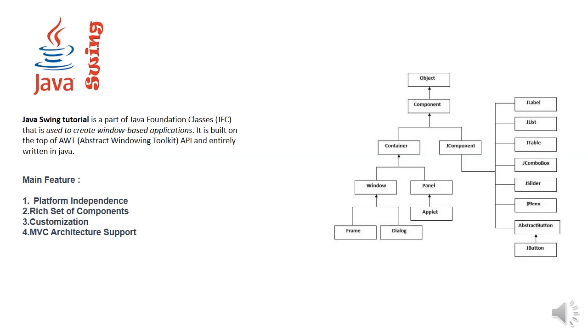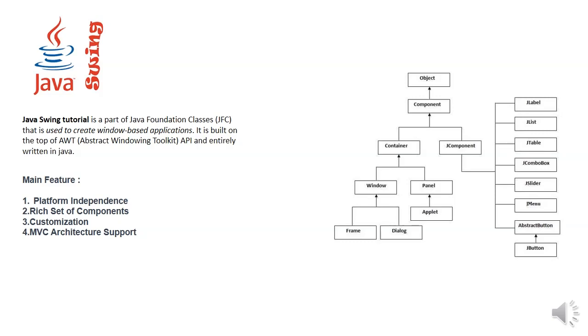Now, customization. The high degree of customization available in Swing components allows developers to tailor the appearance and behavior of the user interface. This flexibility is essential for creating visually appealing and user-friendly applications. MVC architecture support. The adherence to Model View Controller architecture promotes a modular and organized code structure. The separation of concerns enhances code maintainability and scalability.